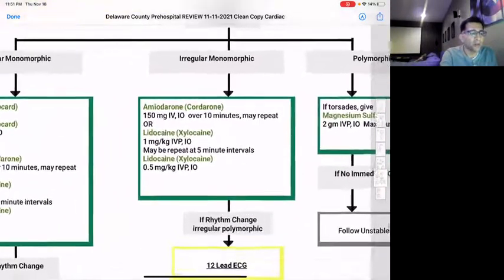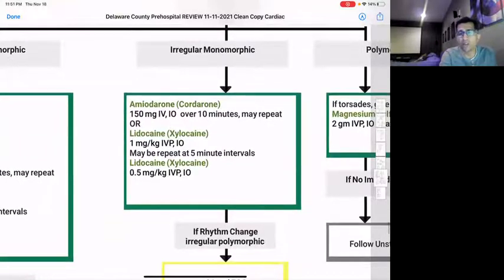With our irregular monomorphic, this becomes a little more confusing because these individuals with irregular wide complex monomorphic could be AFib with aberrancy, they could be our WPWs who are going fast. Those are the options that we have to think about. Amiodarone and lidocaine are the 2 medications. We have lidocaine in our rigs. If there's a change, of course, do your 12 lead EKG to see where you're at. If they decompensate, what are you going to do? You're going to shock them, right? There's no question here. Shocking is safe for these patients.